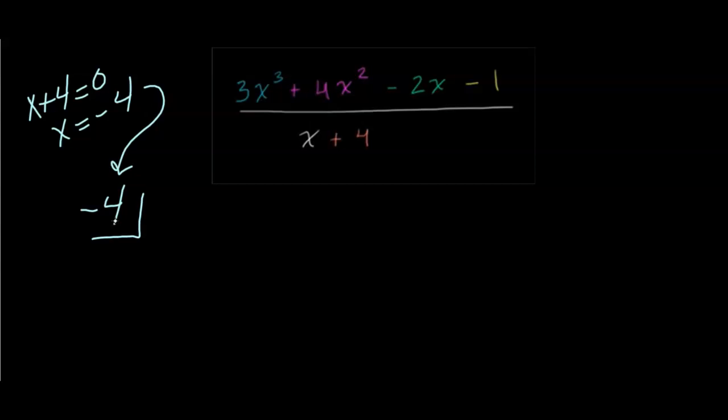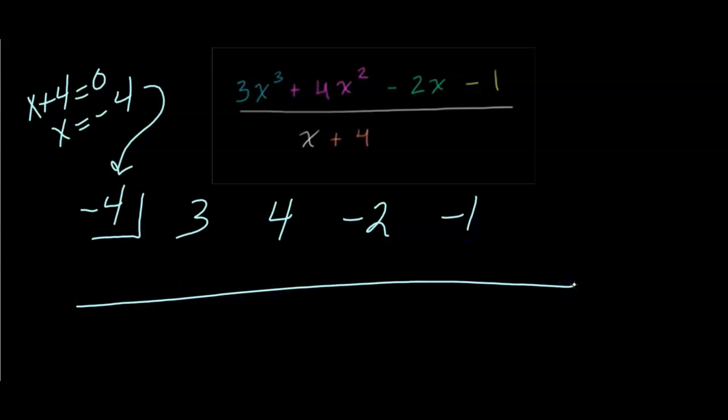And then we take the coefficients of our polynomial. We already determined that we don't need any placeholders, so we're just going to line up our coefficients. 3, 4, -2, -1. Drop down that first number, and then you're all ready to go. So you're going to multiply on the diagonal, and then you're going to add the columns. So you're going to do -4 times 3, and you get -12. 4 plus -12 is going to give us -8.